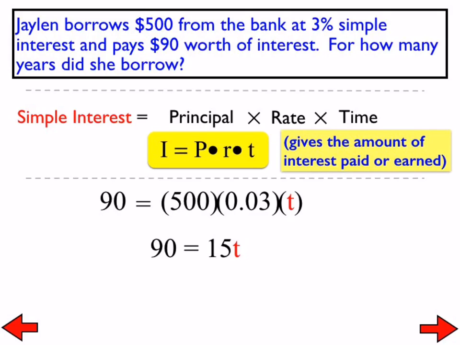And now, of course, we have a one-step equation. Divide both sides by 15, and we get 6 years. So the time, based on that information, is 6 years.